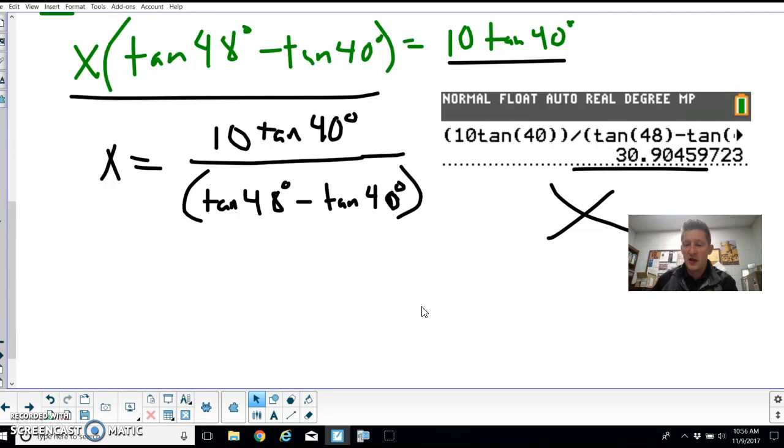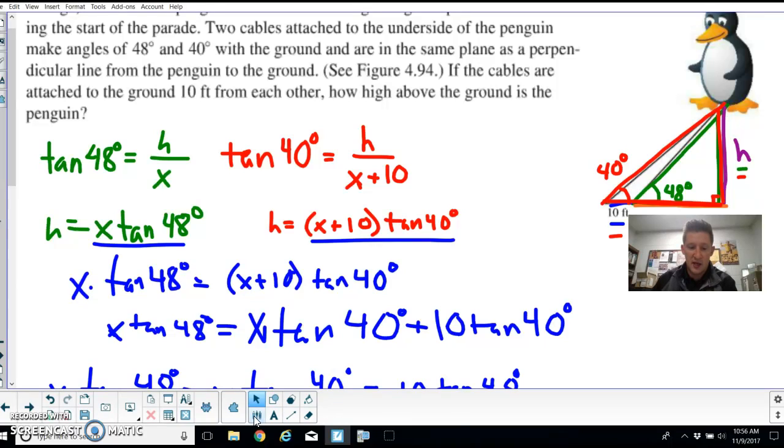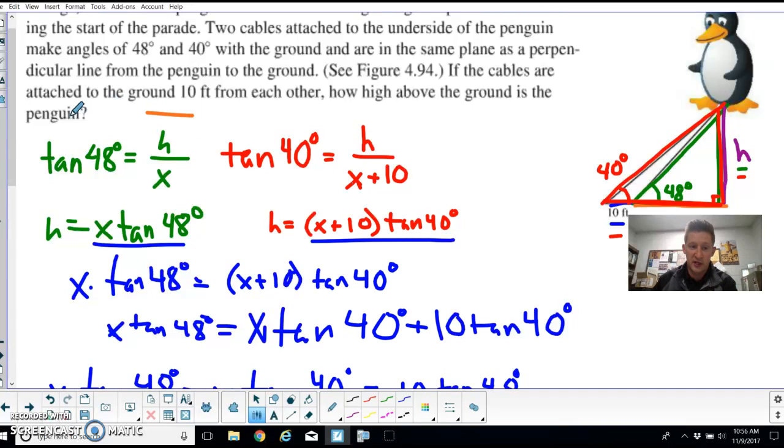How can I use that to find h? Well, if we scroll way back up to the top, we had an expression that would give us h, a couple of them. So I could plug in x here, or I could plug in x here. I'm going to choose to use this one because it looks a little bit easier to me. So if I know what x is equal to, it's that 30 point something number that's on my calculator. To find h, I would be taking that number times the tangent of 48 degrees. Hopefully that makes sense.